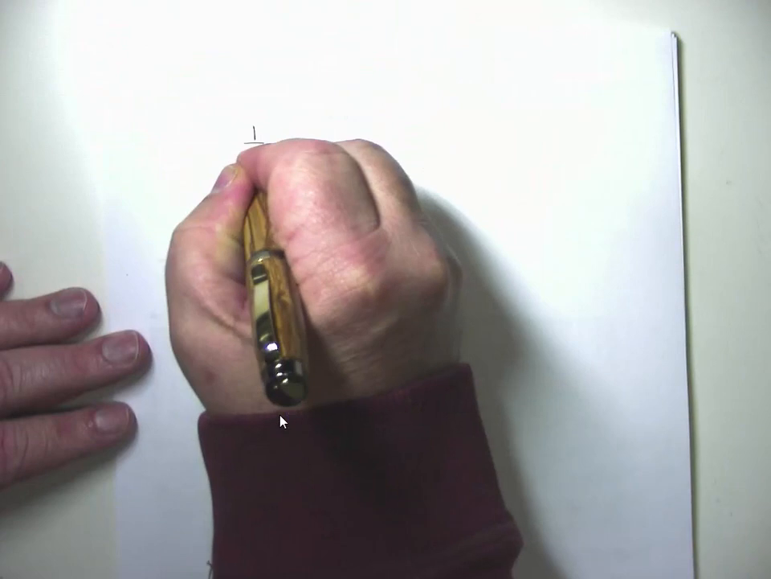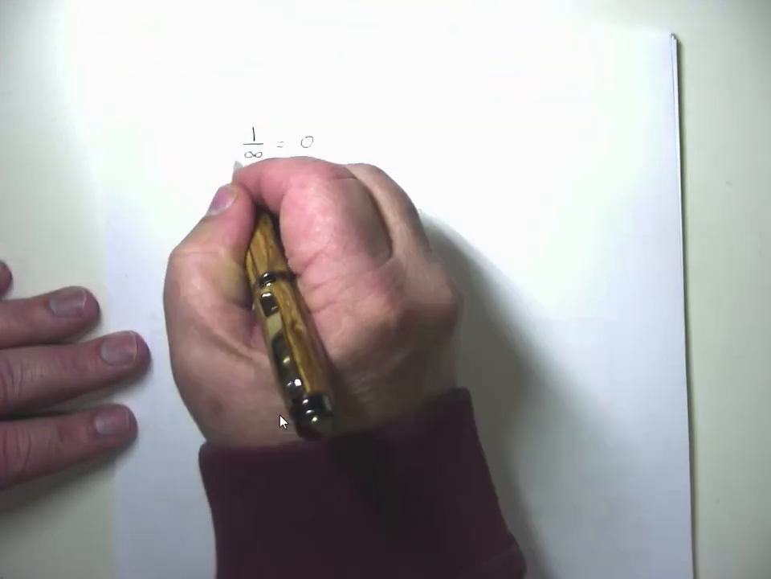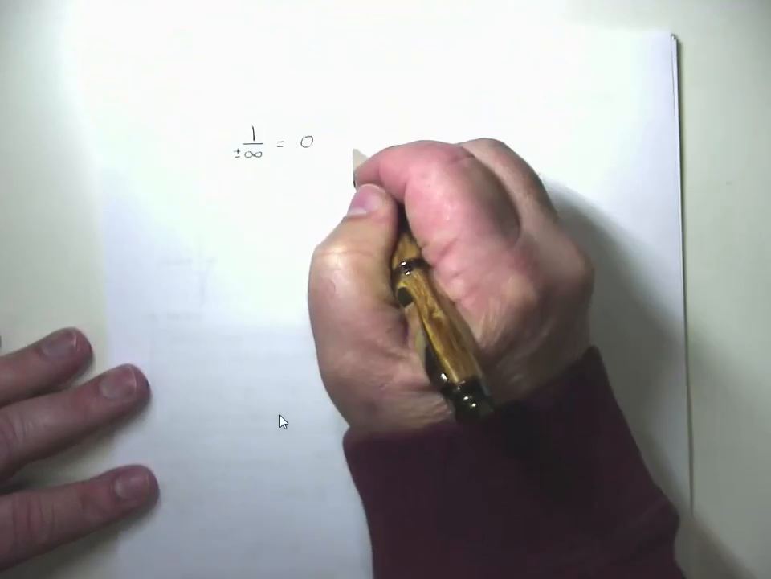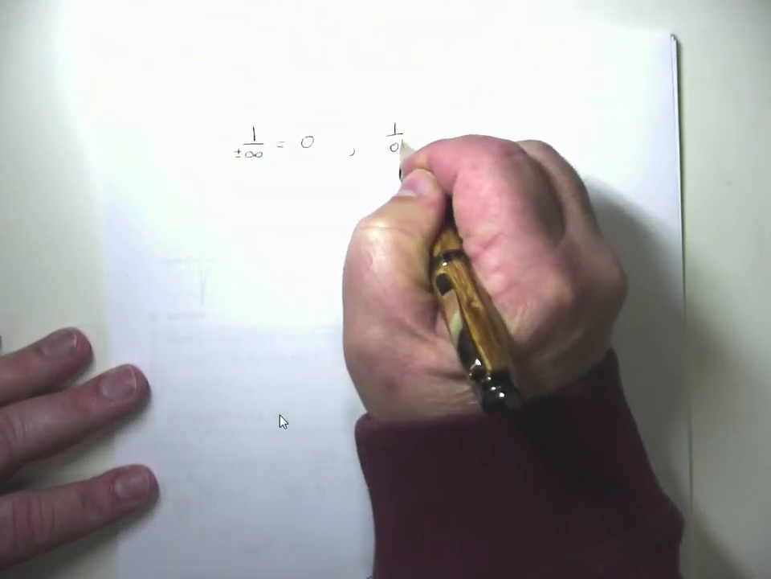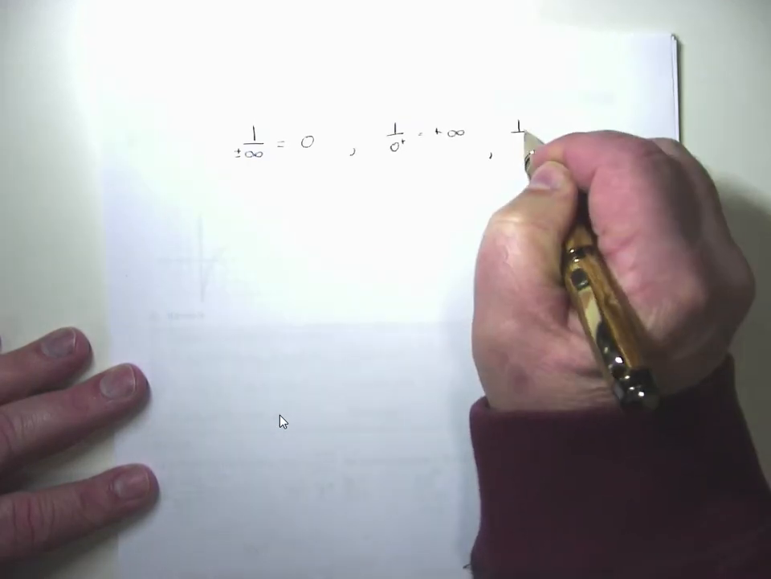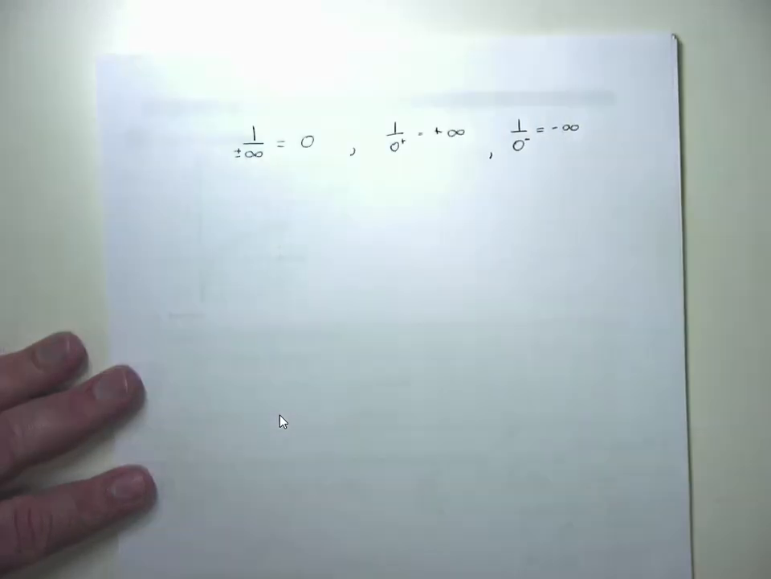Now, some of those limit laws you're supposed to know from Chapter 1. Things like this: what is 1 over infinity? When the denominator gets really big, what is 1 over something really big going to go to? That goes to 0. Whether it be plus or minus infinity, when it's in the denominator, that goes to 0. 1 over 0 on the plus side goes to positive infinity. And 1 over 0 on the minus side goes to negative infinity.